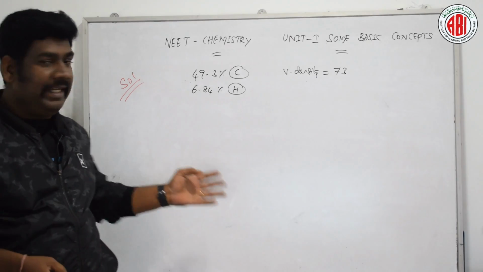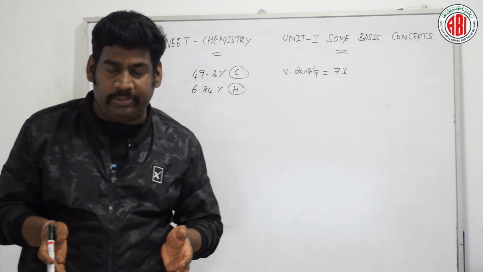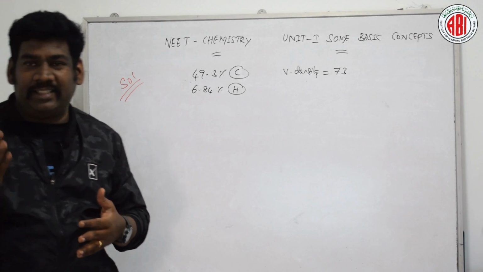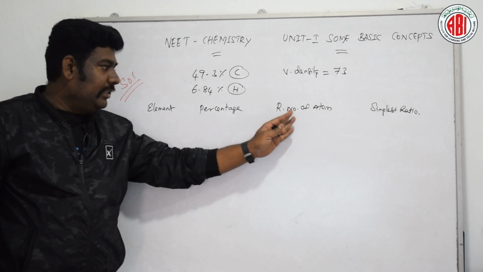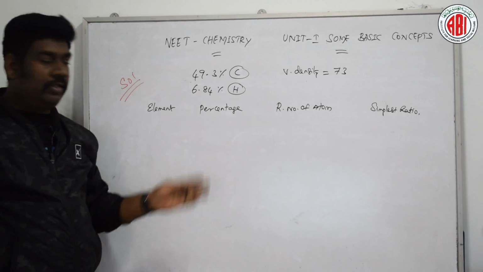First of all, let us make a table containing the name of the element, percentage composition, relative number of atoms, and the simplest ratio of atoms. So let us write one by one.